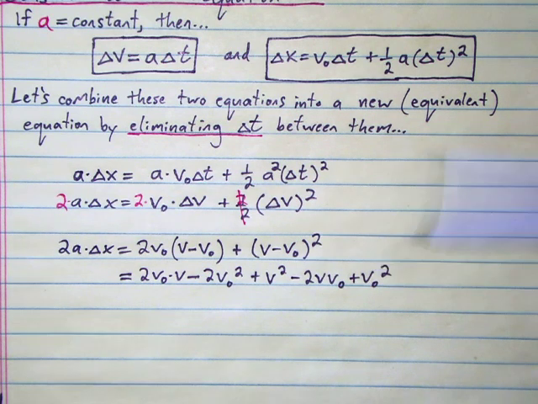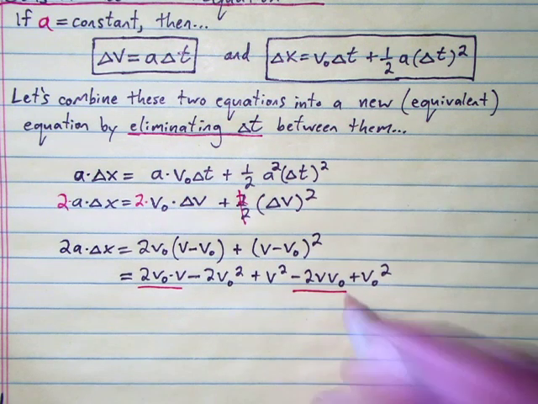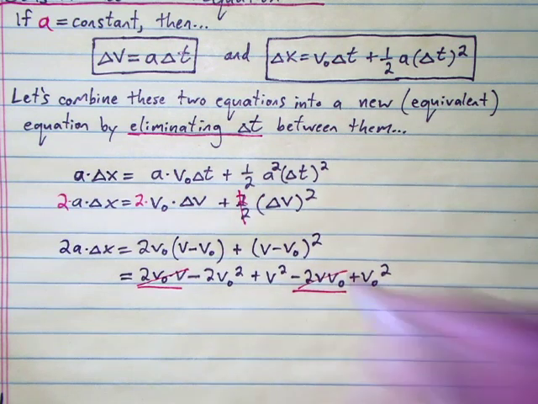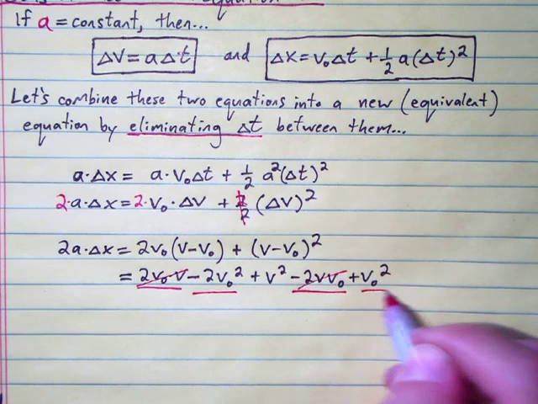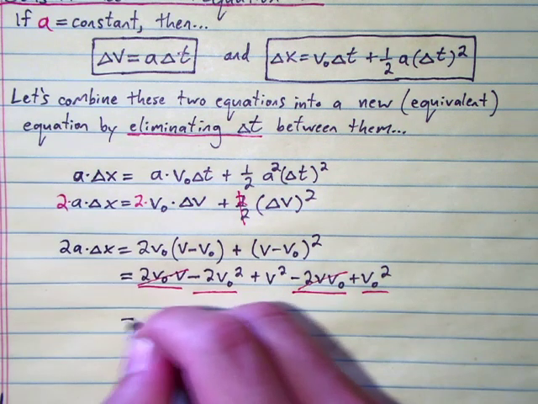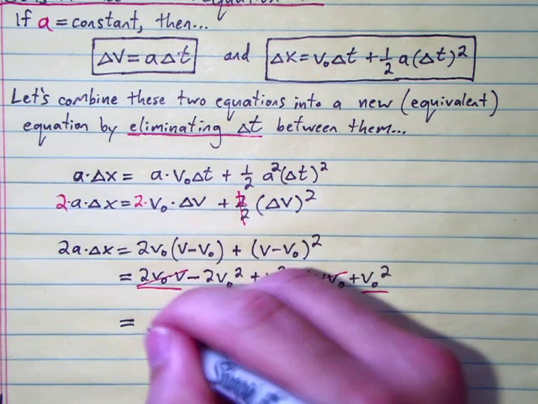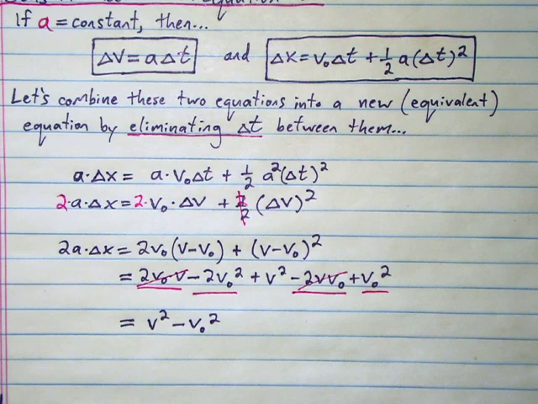All right, it looks like it's getting uglier, but it's about to get better. It gets worse before it gets better. Okay, we're about to have some cancellations here. Notice this term, 2v naught times v, and this term right here, negative 2v naught times v. They're going to cancel each other out. Those disappear. Notice this term, minus 2v naught squared. Here's a like term, v naught squared. So negative 2v naught squared plus 1v naught squared gives us negative 1v naught squared. This term stays, so I've got v squared and then just minus v naught squared. And the whole right-hand side of the equation simplifies down to that.